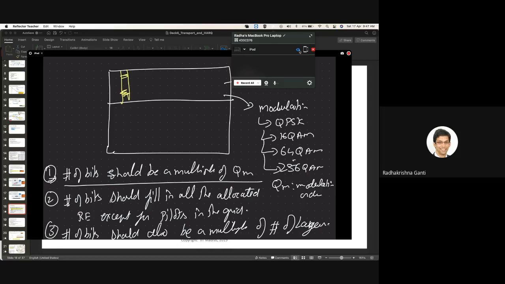If you want to transmit on 4 antennas, you have to fill 4 resource grids. Each resource grid goes into each antenna. So the number of bits should also be a multiple of layers. It should be a multiple of QM, and the number of bits should fill in exactly into the number of resource elements you have after modulation.